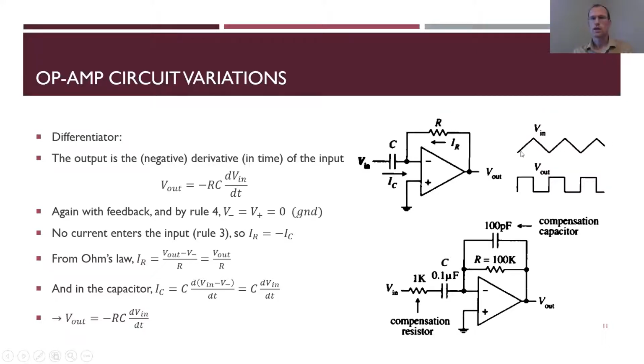So again, coming in, I have some positive slope, some negative slope. So positive number, negative number, positive number, negative number. So positive, negative, positive, negative. That's my out signal.